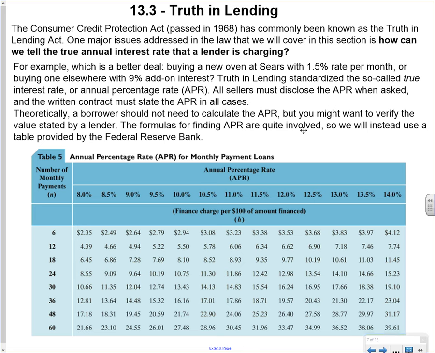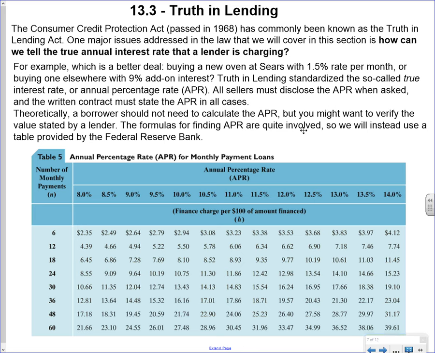So for example, if we're going to buy a new oven at Sears with a 1.5% rate per month, or buy one elsewhere with 9% add-on interest, how could we tell which one is a better option? So what it does is we're going to standardize the so-called true interest rate, or annual percentage rate, the APR. All sellers are supposed to disclose this APR when asked, and the written contract must state the APR in all cases.